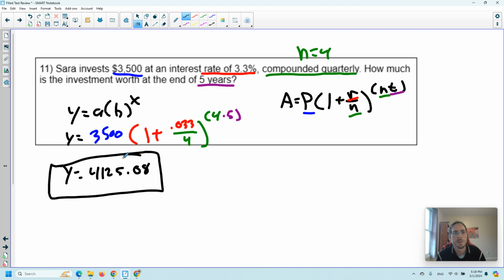That's it. So we got it. So that's what she got. So she's got an extra $625.08 after 5 years. All right, that's it with 11.